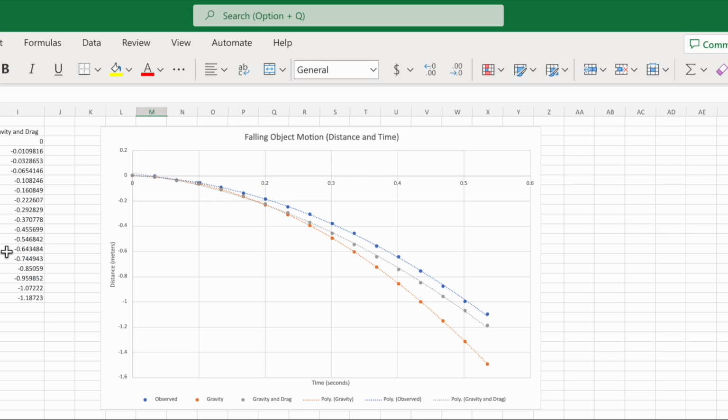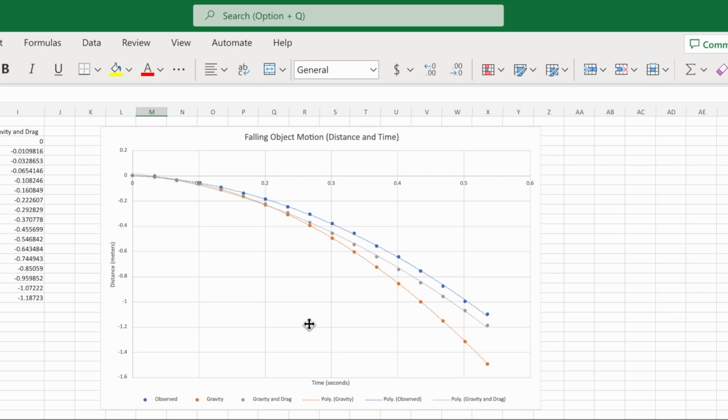Spreadsheet. Here we have all of our data on an Excel spreadsheet, and we're looking at the object as it falls through the air and at the different models. There are 3 different models on here. There's one with just gravity, there's the observed model, and then there's the gravity and drag predicted model. The orange line, which diverges away from the rest, is the gravity only model. And then we have the gravity and drag model and the observed model, which are pretty closely aligned.